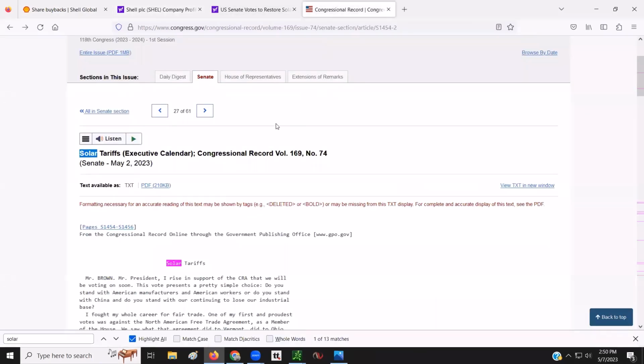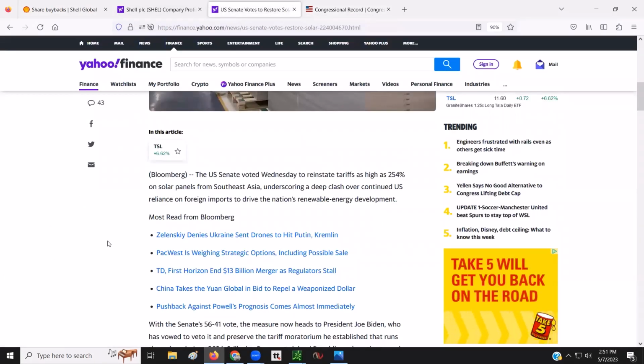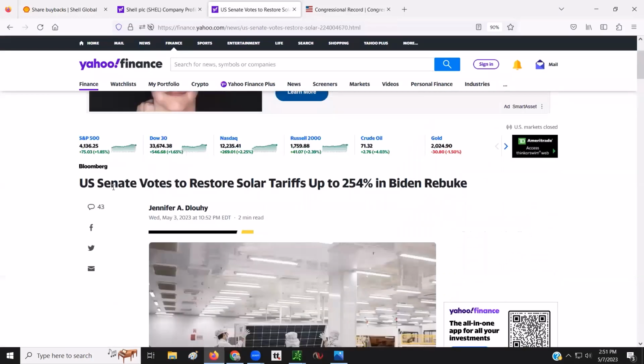this past week, United States Congress pushing forward a bill for solar tariffs. Yep. The materials that people have on their roofs, backyards, solar panels. Yeah. So let's look at the opinionated news write-up. U.S. Senate votes to restore solar tariffs up to 254% in the Biden rebuke.